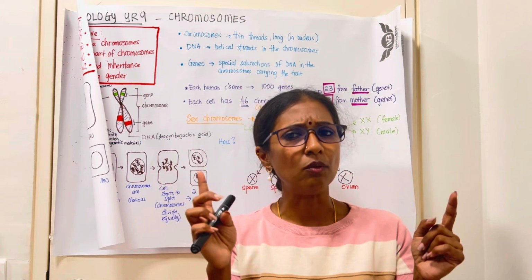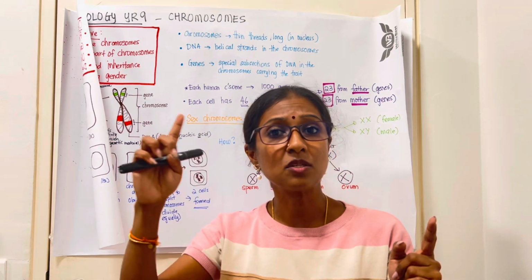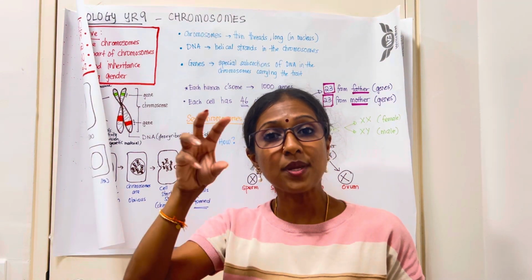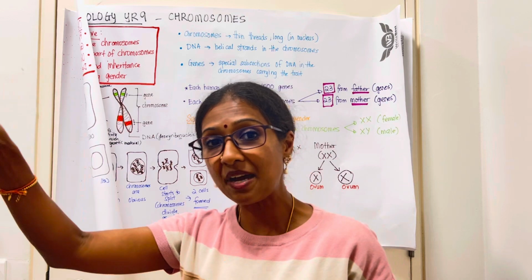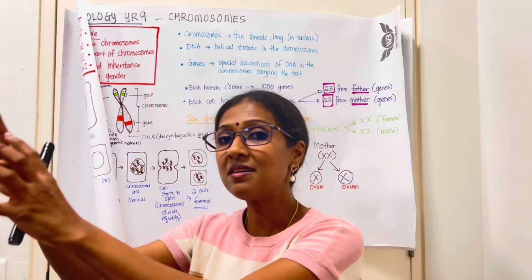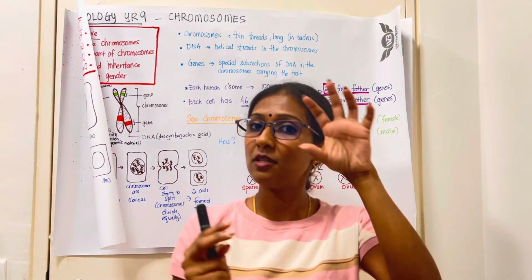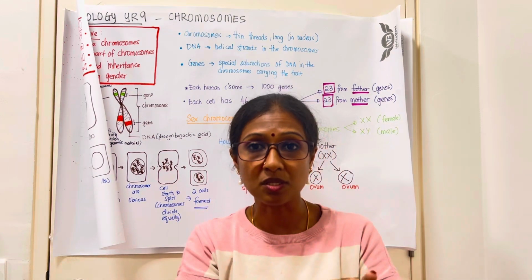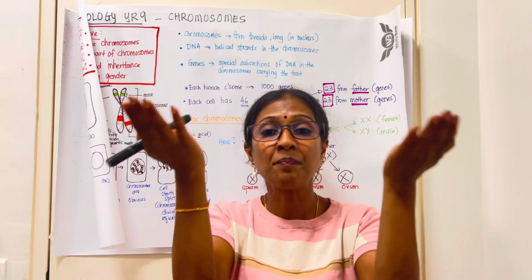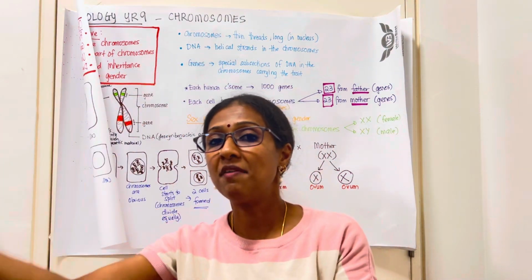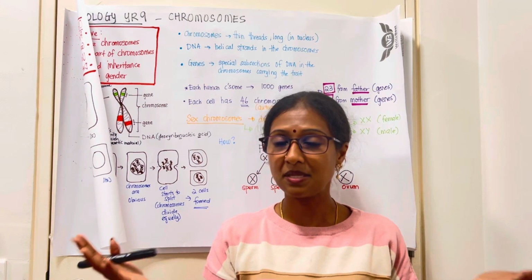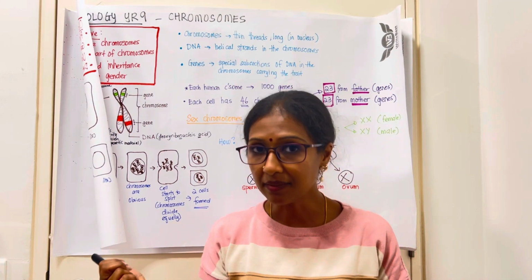Now, you already know chromosomes carry genes. That means the 23 chromosomes coming from your father have father's genes, and the other 23 chromosomes coming from your mother have mother's genes. 23 means 50% of you carry your father's traits, 50% you carry your mother's traits. Does that make sense? All right, good.